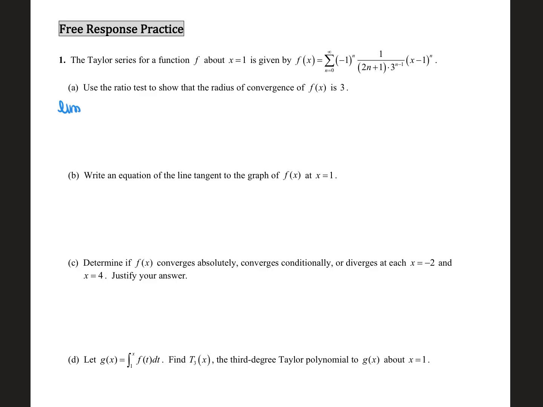So the limit as n goes to infinity of a n plus 1 over a n. So for a n plus 1, we're going to replace all of our n's with n plus 1. Times n plus 1 plus 1. Multiply by the reciprocal.